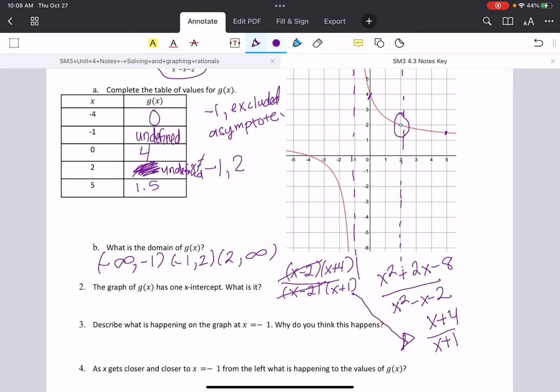It's undefined. But everything from 2 down and 2 up looks exactly the same on the graph. Okay? So why is it undefined and not 0? Because if we divide by 0, it's a divide by 0 error. Your excluded values give you a divide by 0 error.